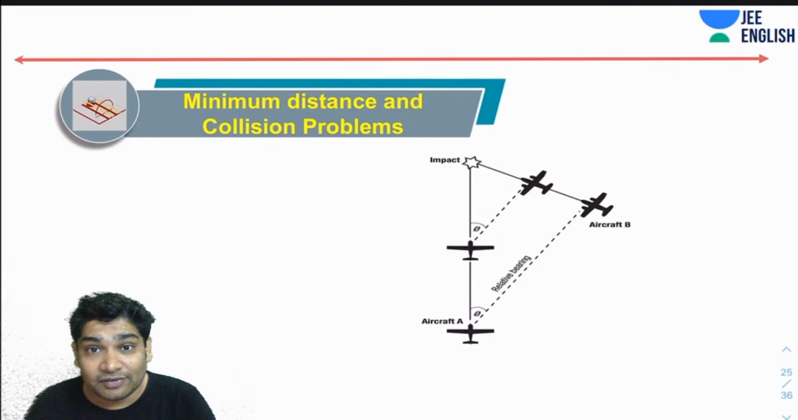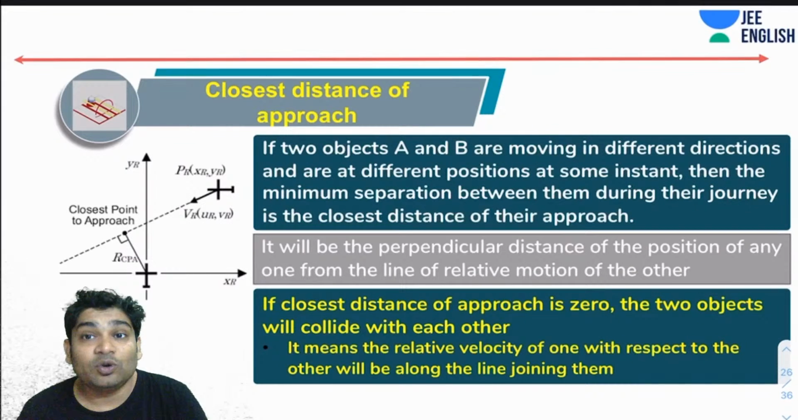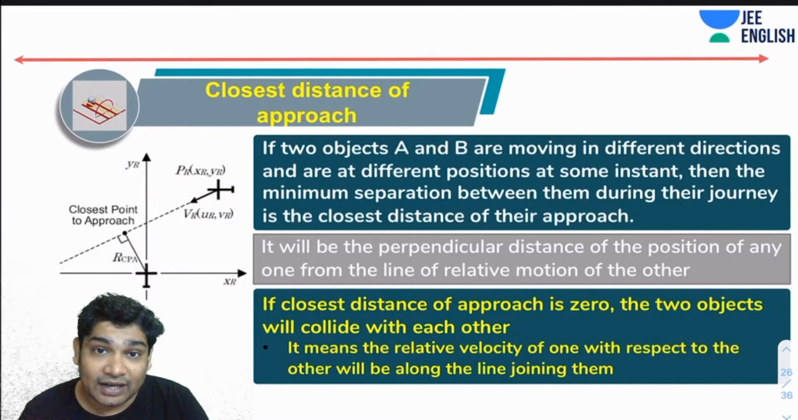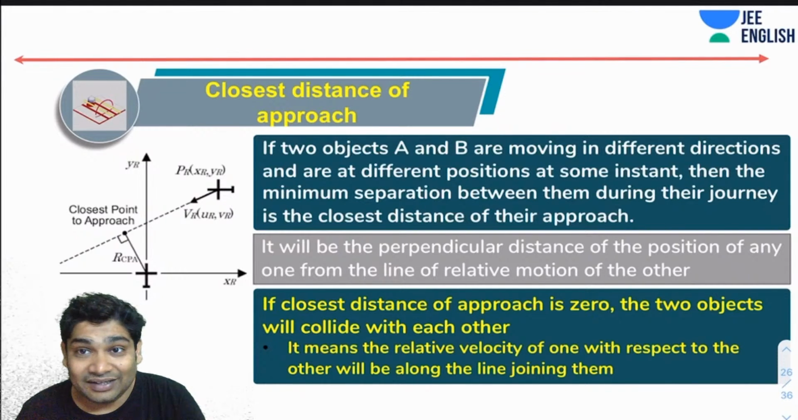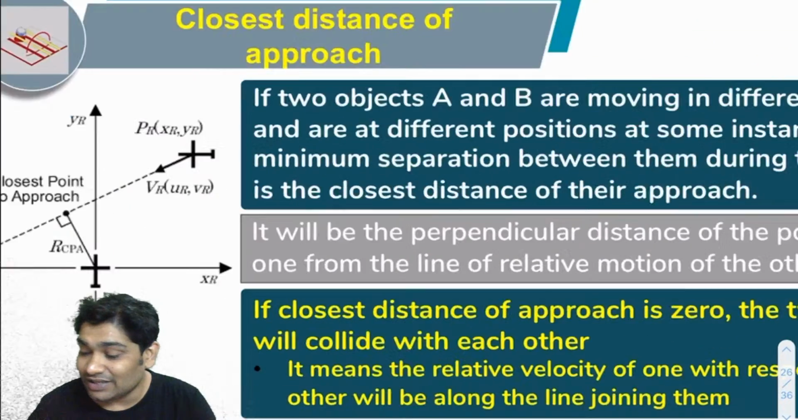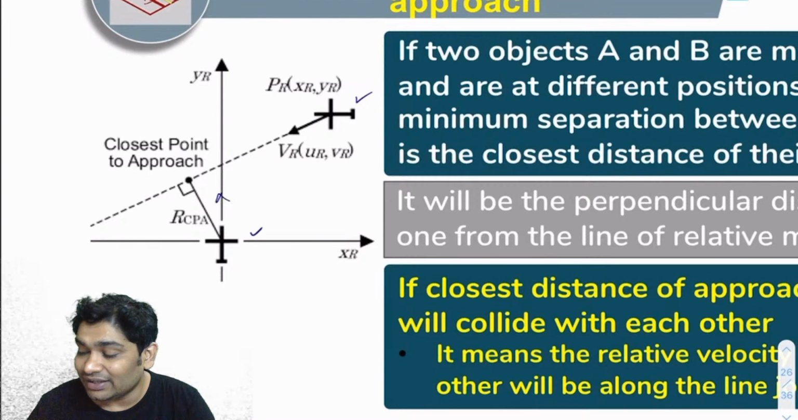So this is the last part of relative motion, minimum distance and collision problems. If two objects A and B are moving in different directions and are at different positions at some instant, then the minimum separation between them during their journey is called the closest distance of approach. So imagine these two are here and one is moving like this and another is moving like this.